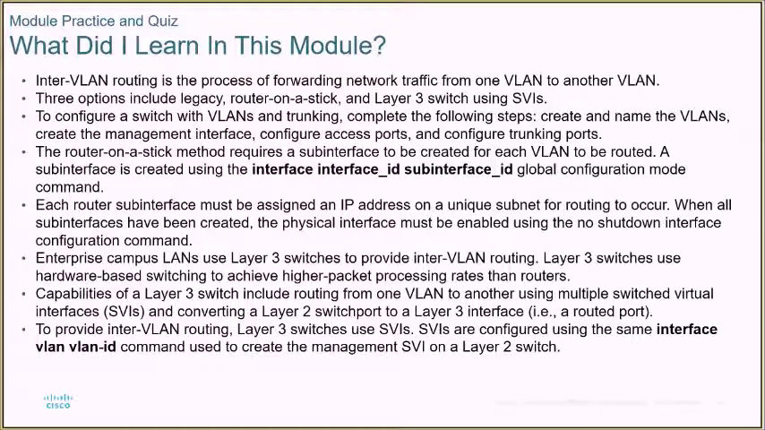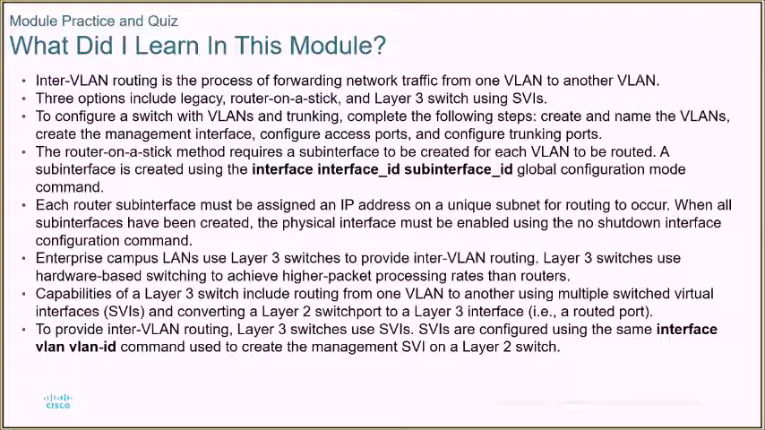With the router on a stick method, it requires a sub-interface to be created for each VLAN to be routed. A sub-interface is created using the interface ID.sub-interface ID command. So interface G0/0.10. Each router sub-interface must be assigned an IP address and a unique subnet for routing to occur. When all sub-interfaces have been created, the physical interface must be enabled using the no shutdown interface configuration command.